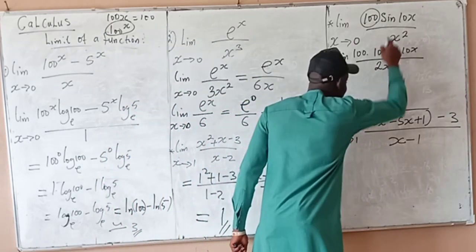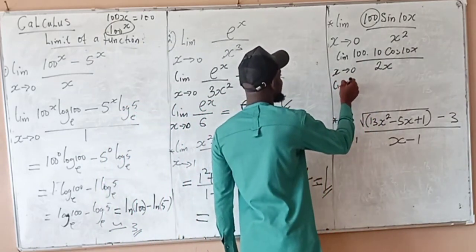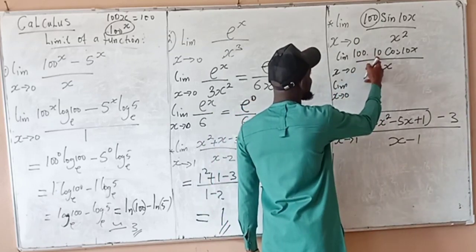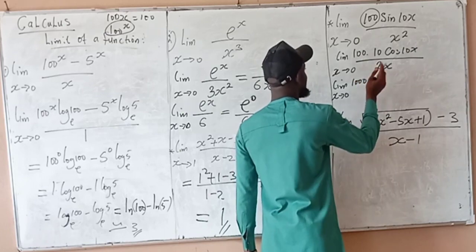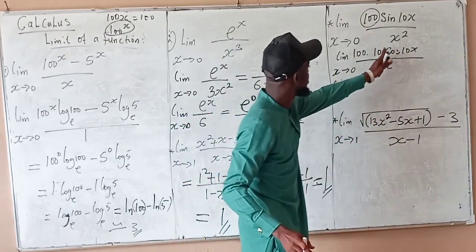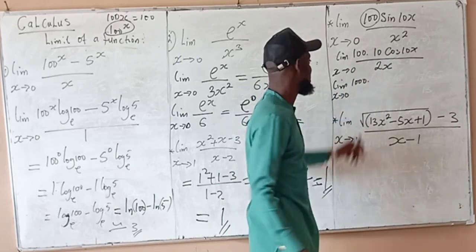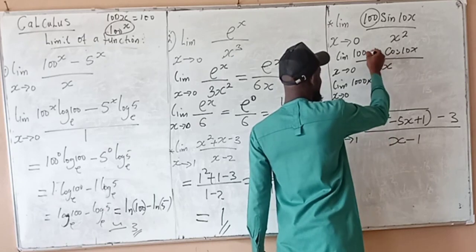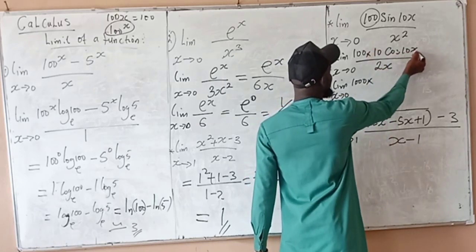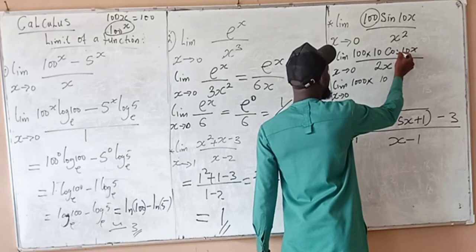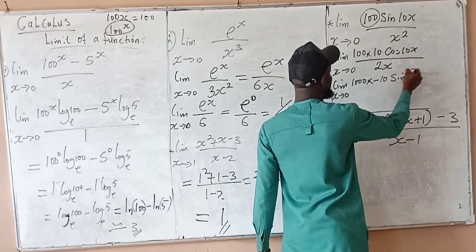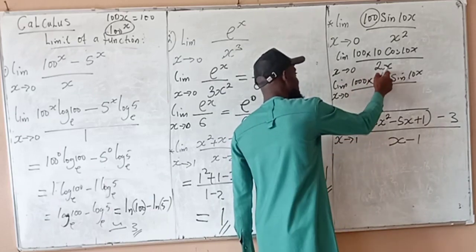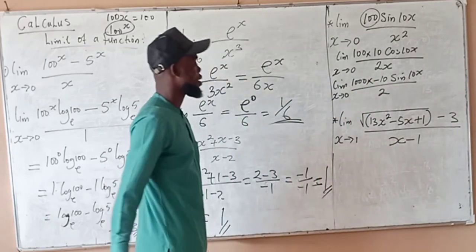So, the next, differentiate again, you have the limit as x approaches 0. Now look at this. 10 times 100 gives us 1000. So leave that side. That gives us 1000. Then differentiating this now, 10 times 10, you're going to have 10. Differentiating cos, you're going to have minus sine 10x. Over, differentiating 2x, you're going to have 2.